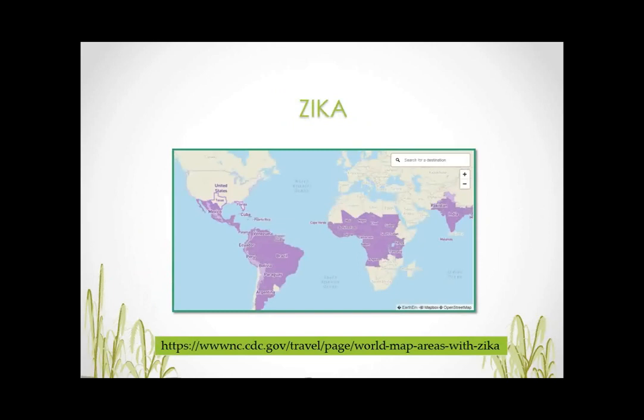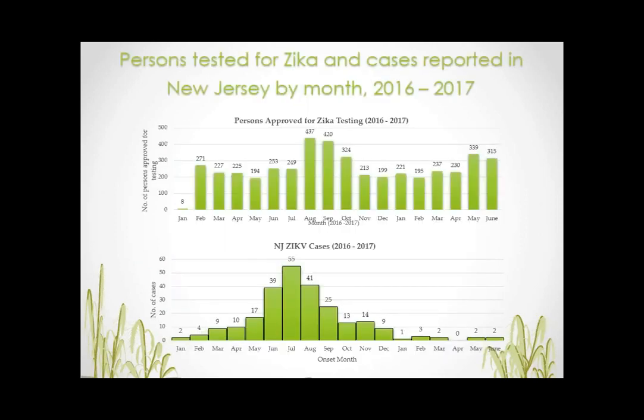This map is probably familiar to many of you. It's the interactive CDC map showing areas with risk of Zika. These 2 graphs are showing the number of persons tested for Zika by month at the top and the number of Zika cases at the bottom. So in 2017, New Jersey tested an average of 250 people each month. You can see that we tested an increased number in May and June, both over 300 persons per month, and of course local health departments approved most of those test requests. We've only identified 10 Zika cases in 2017, and you can see in the bottom chart how our case counts have really dramatically dropped off.